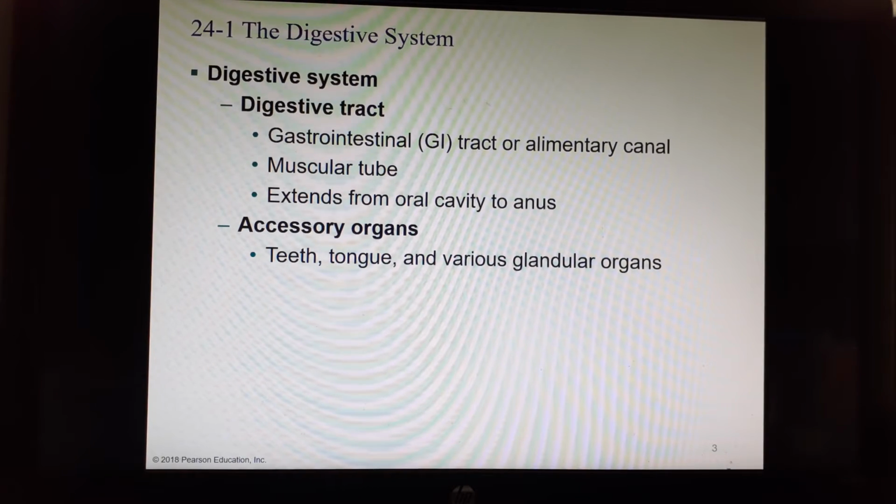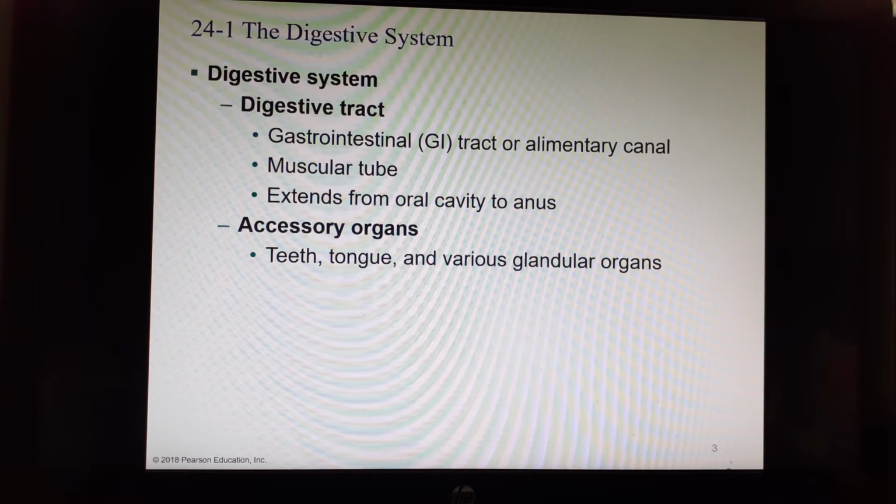So your digestive system includes your digestive tract and your accessory organs. The tract is all of the tubes and pathways that the food follows directly from your mouth to your anus. The tract is also called the GI or gastrointestinal tract or alimentary canal. It is basically a big muscular tube that goes from your mouth to your anus.